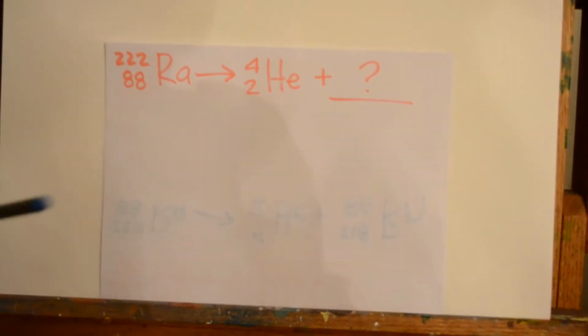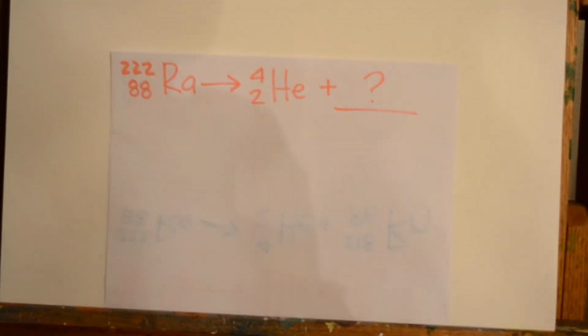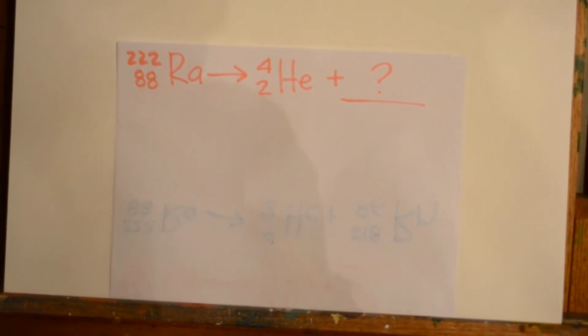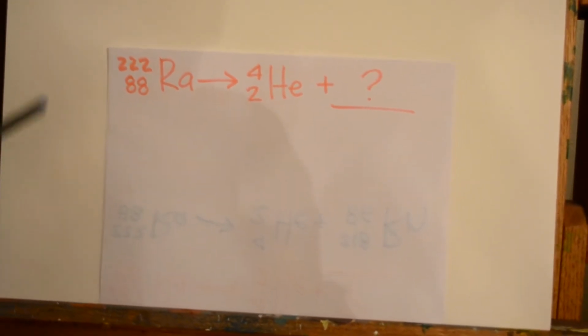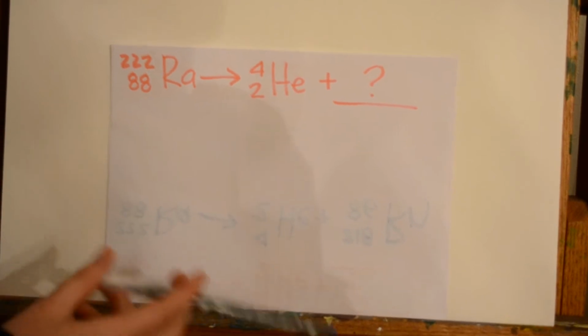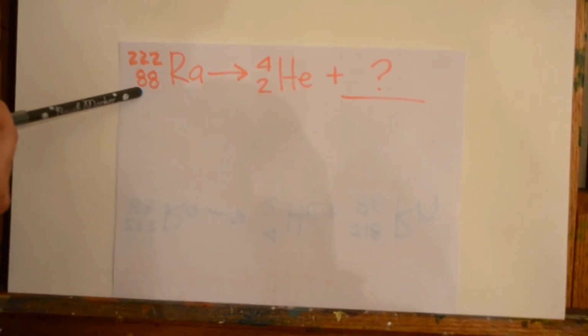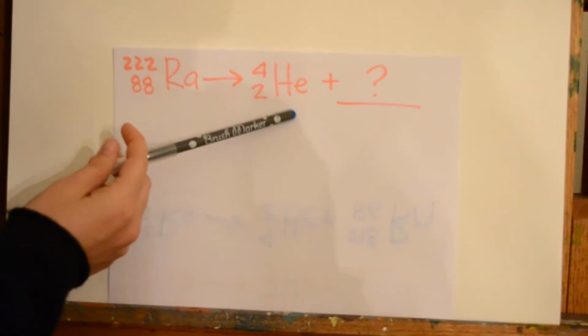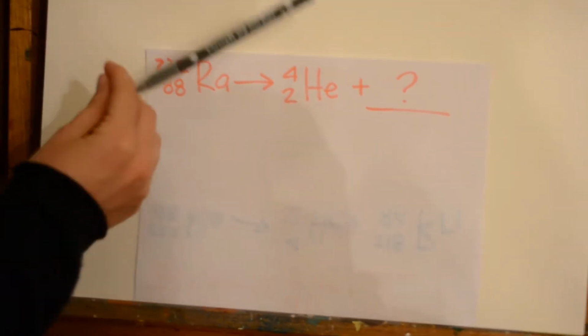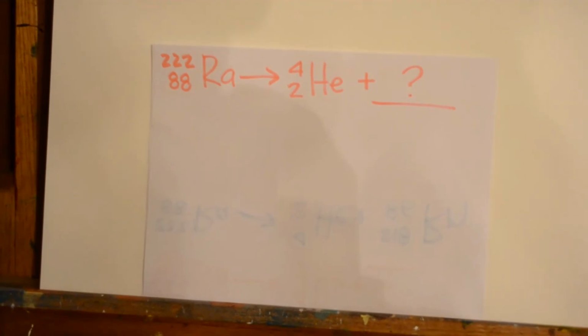So this is an alpha decay problem. We're going to balance it. How you balance it is that all the numbers on the bottom on this side have to equal the numbers on the bottom on this side, okay? And the numbers on top have to equal the numbers on top as well.